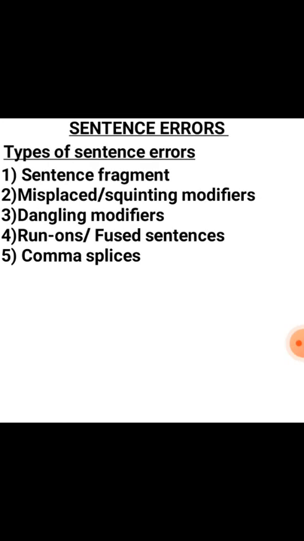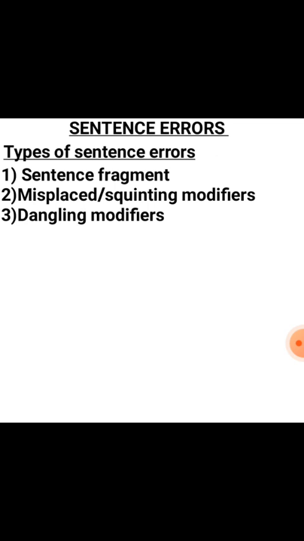Okay, so let's go. Types of sentence errors. In my previous video, I made known to you that we have 5 types of sentence errors: sentence fragments, misplaced modifiers, which are also known as squinting modifiers, dangling modifiers, run-on sentences, and then we have comma splices. But today we are going to be talking about the first 3 types of sentence errors, which are the sentence fragment, misplaced or squinting modifiers, and then the dangling modifiers.